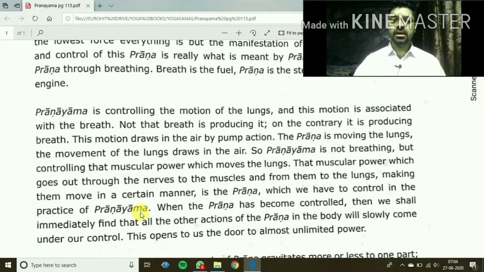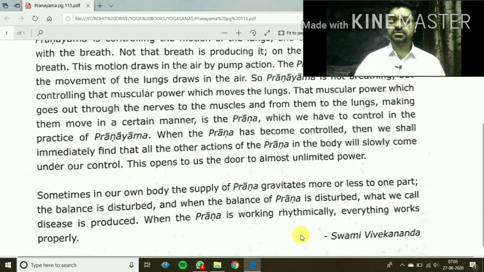When the prana has become controlled, then we shall immediately find that all the other actions of prana in the body will slowly come under our control. This opens to us the door to almost unlimited power. Air is life and life is power. So let's come to the last paragraph.